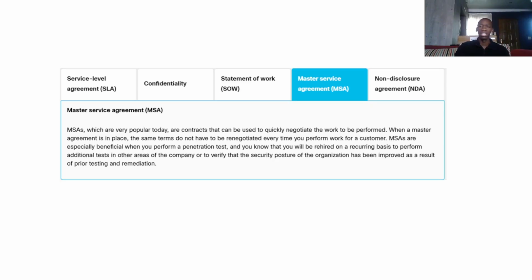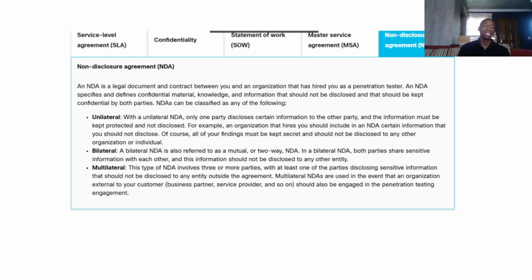Then the NDA, still part of confidentiality, the non-disclosure agreement. It might happen that a legal document, a contract between you and the organization, is filed or given to you as you're hired as a pen tester, so that it defines confidential material, knowledge, and information that should not be disclosed and should be kept confidential by both parties. Meaning we can't just disclose anything. I'm sure we've come across NDAs.